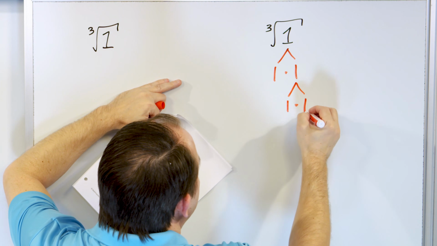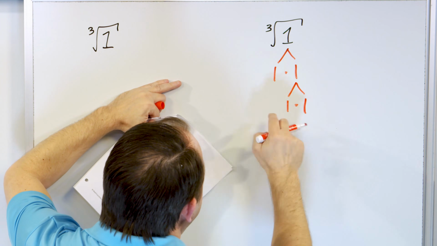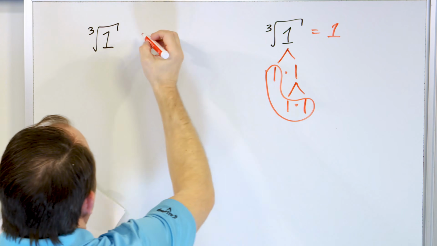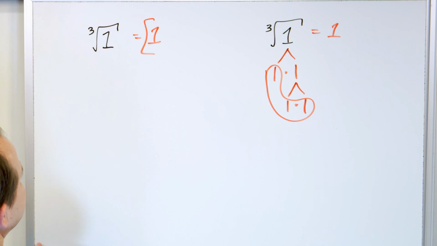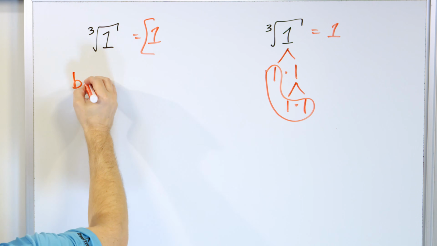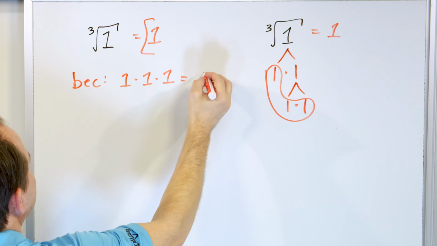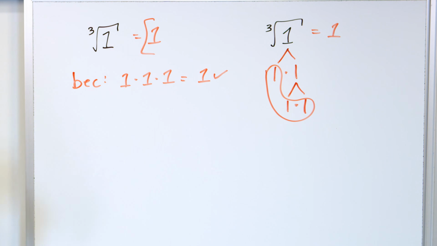1 times 1 right here. Now, in the bottom of my factor tree, I have a triplet of 1's. And so the answer to this is 1. And this was a very simple problem because you know that 1 times itself again, 1 times 1 times 1, is 1, and so it is indeed equal to 1.